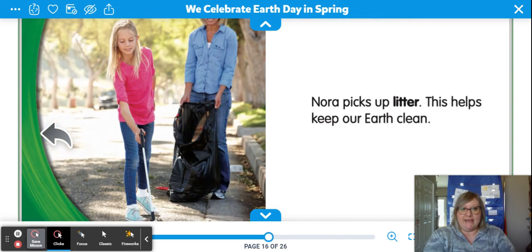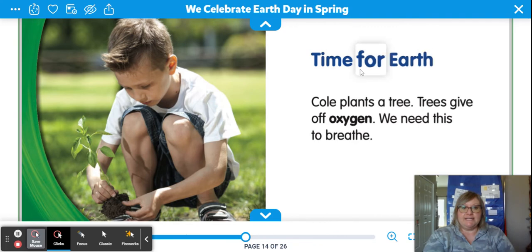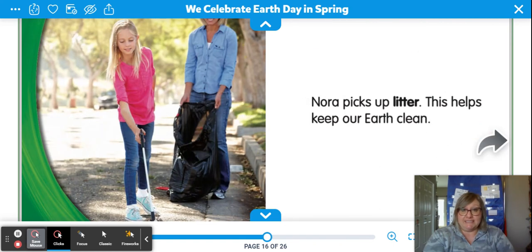So boys and girls, let's go back for a minute, and I want to go back to this time for Earth section. And I want to think about, what did it talk about here? What are we making time for Earth for? Well, one of the things that's important is that we're being kind to the earth by planting trees. So that might be a way that we can spend time helping the earth. Another thing we can do with our time is pick up litter. That's another thing. So I should be able to list those things and talk about those things because I want to make sure that I'm getting the information from this nonfiction book.